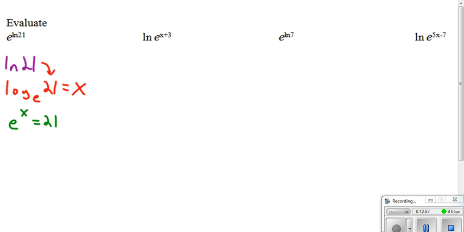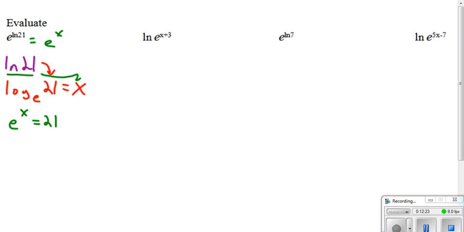So if ln of 21 equals x, essentially then we're saying e to the ln 21 is the same as saying e to the x.